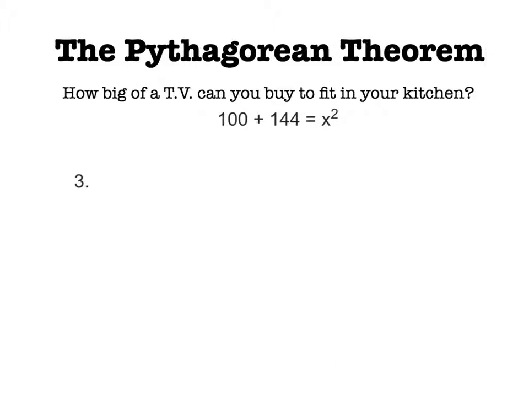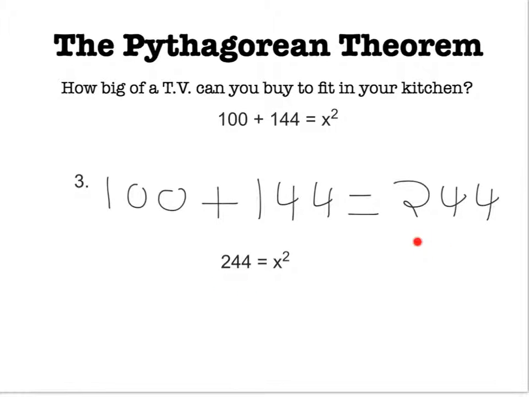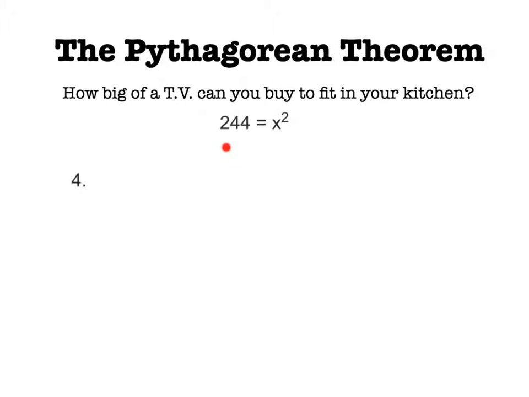So now the next step is to add 100 plus 144, which equals 244. So that gives us 244 equals x squared. And now on to the final step. So we have 244 equals x squared.